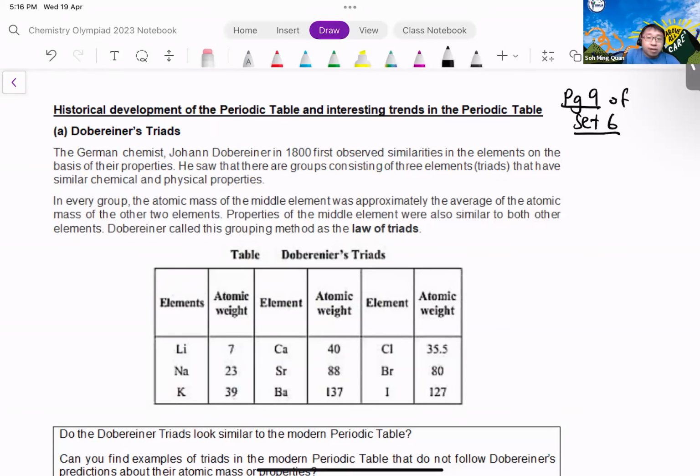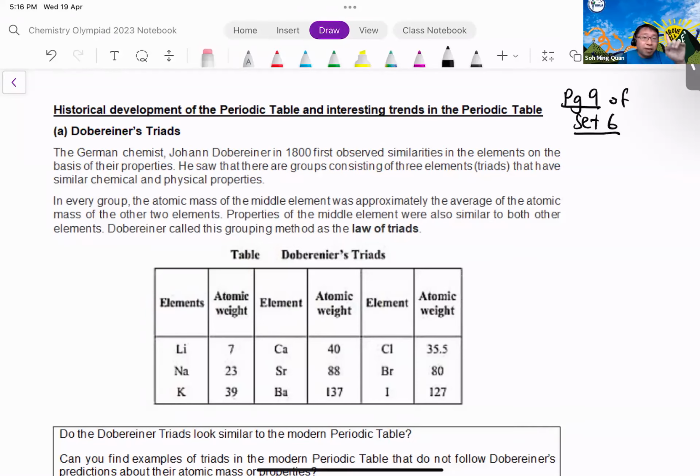Okay, so today we will start from page 9 of set 6 on the periodic table. So we'll finish up with some interesting developments and trends in the periodic table, which are not strictly part of the O-level syllabus, but can be tested in your database questions, as well as it's good knowledge for you in general. So the periodic table was developed over many, many years.